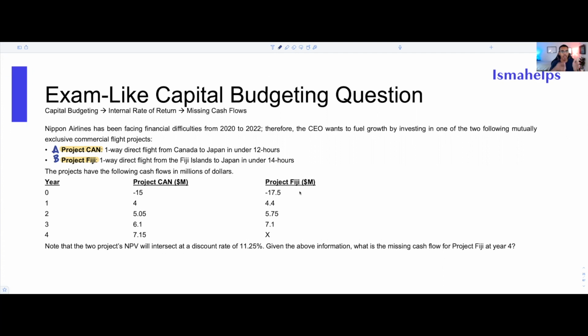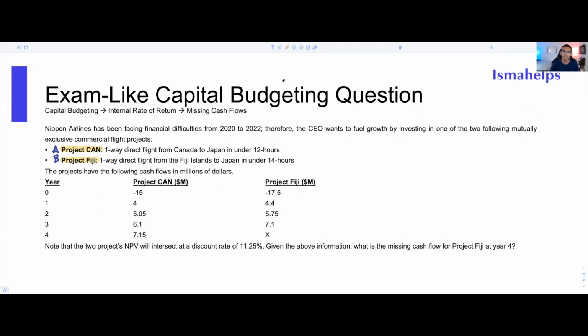You notice that Project Canada has cash flows for every single one of the years, right? The initial investment of $15 million at year 0, in other words, today, $4 million in year 1, all the way to $7.15 million at year 4. However, if we take a look at Project Fiji, we notice that you see cash flows all the way to year 3. And then on year 4, well, we get a little problem.